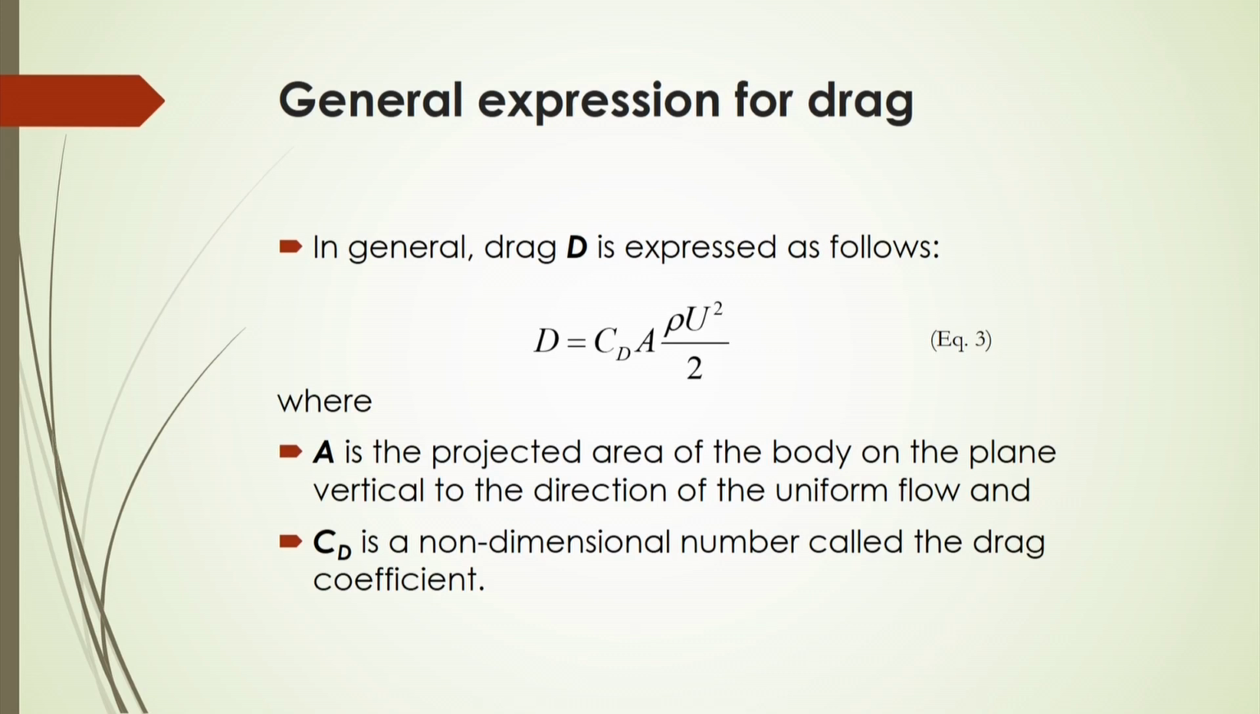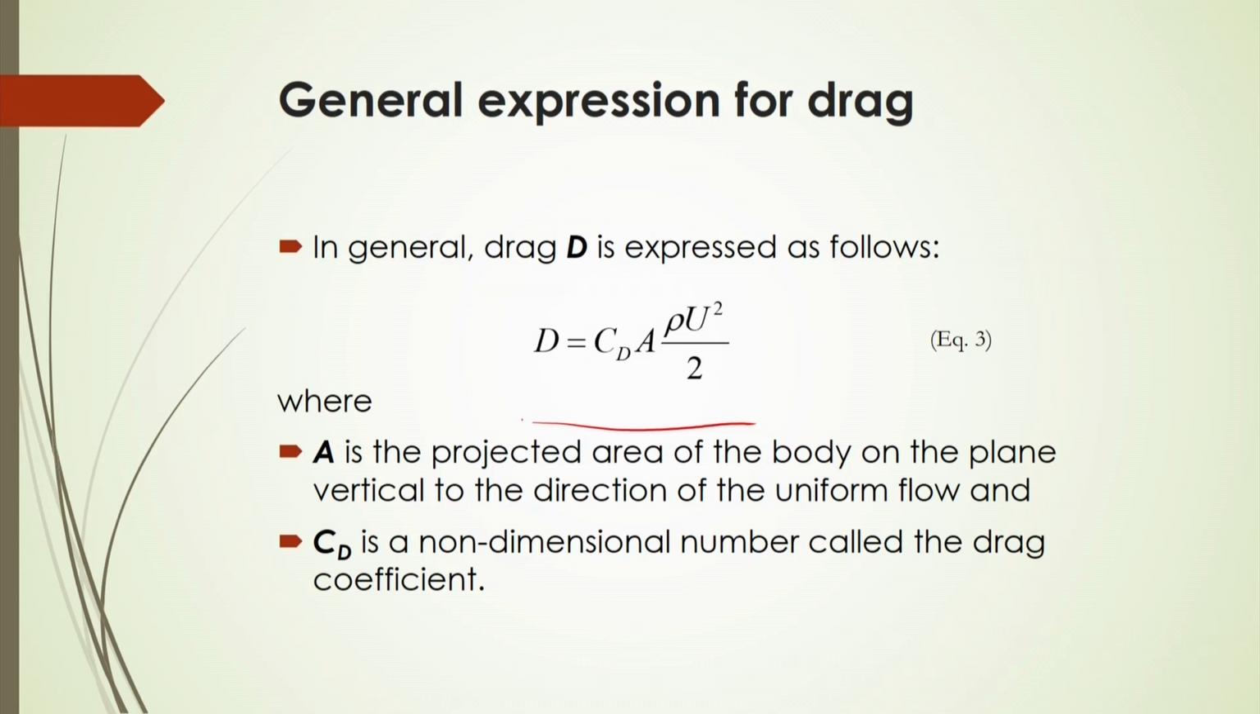Now, what will be the general expression for the drag? So, in general the drag force D is expressed as given in equation number 3, that will be proportional to the kinetic energy, and also the surface area, where that surface area will be the projected area of the body on the plane that is vertical to the direction of the uniform flow. So, this D will be equal to C D into A into rho u square by 2. Here C D is a non-dimensional number, and it is referred to as the drag coefficient.